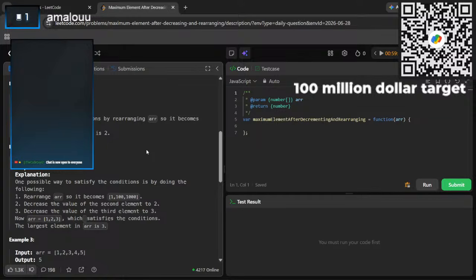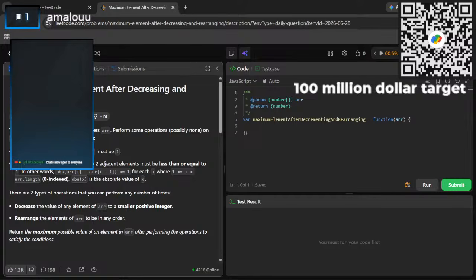Okay, they have given us a condition that 1 should be the starting element. The value of the first element in the array must be 1, so this is mandatory. And the absolute difference between two adjacent elements must be less than or equal to 1. If this is true, then we skip that index, and otherwise we swap it with another number, something smaller than it. How are you going to approach this problem right now?